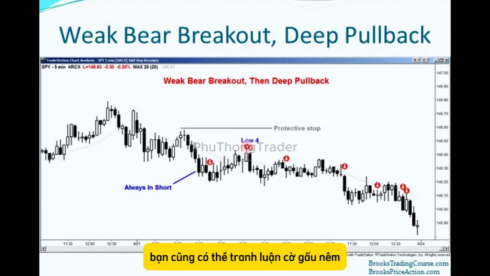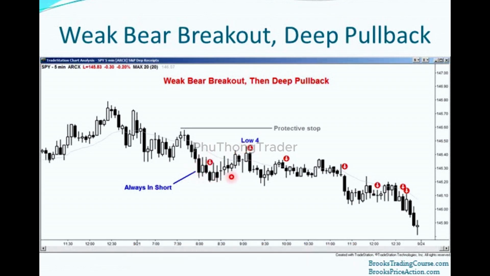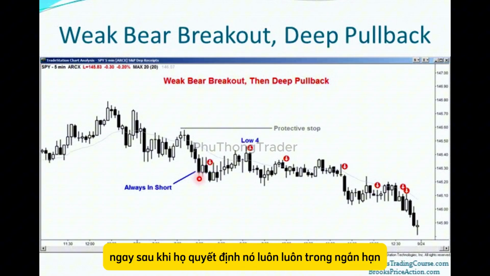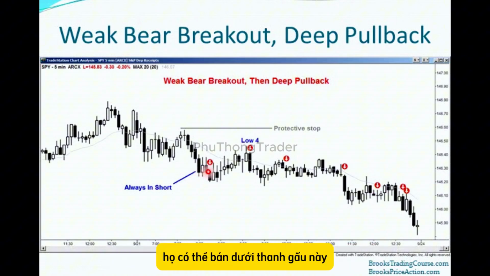You can also argue wedge bear flag, push up here, and then 2, 3, 4. Doesn't matter, sometimes wedges have 4 pushes. In any case, this is probably going to be a bear flag. Traders could short, as I said, the close of the breakout bar. As soon as they decided it was always in short, they could sell there. They could sell below this bear bar.